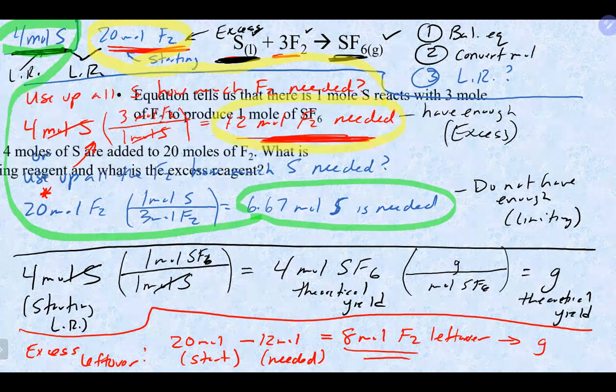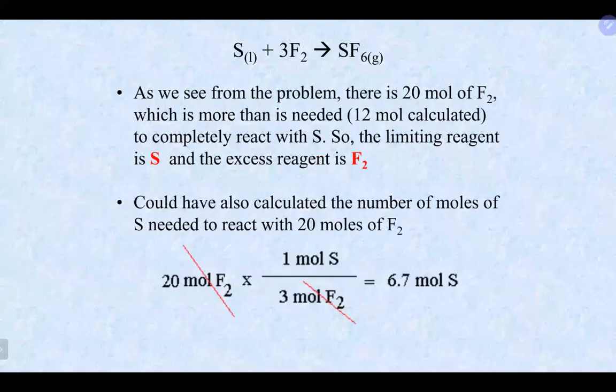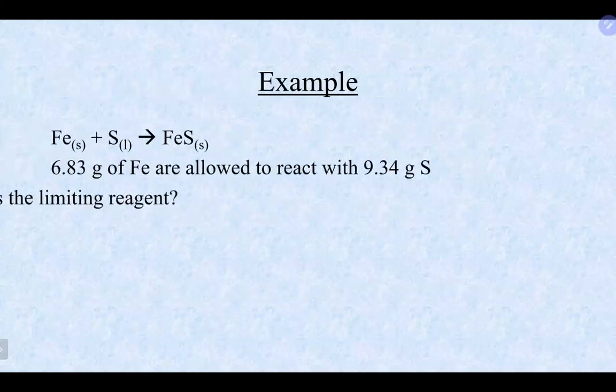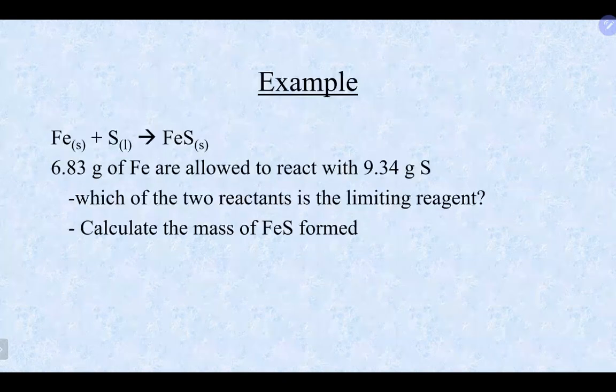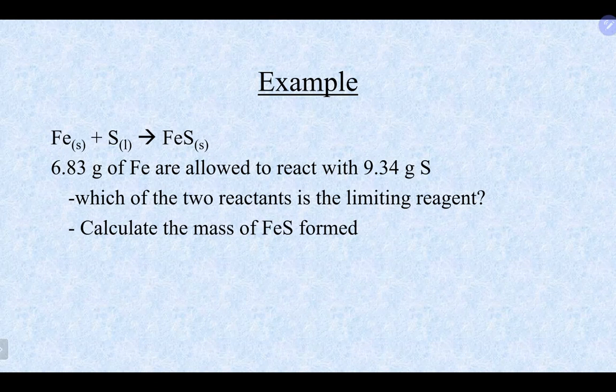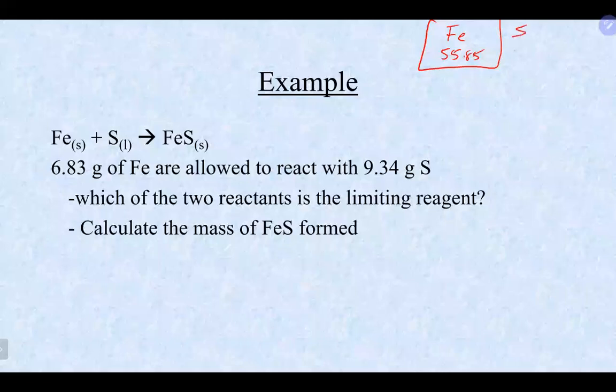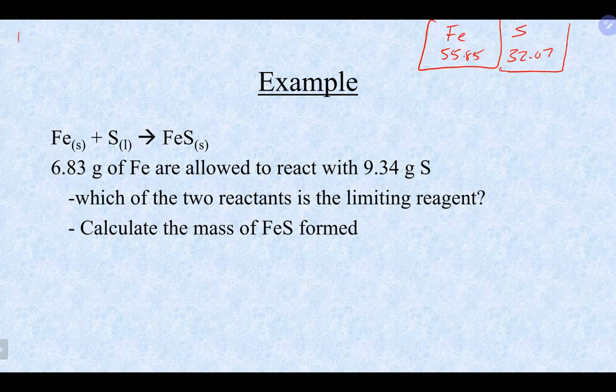All right, I tried one. Let's let you try one here. This is basically what we just went over. So why don't you try this one and see what you come up with. Using this reaction here, we want to know if we take 6.83 grams of iron and 9.34 grams of sulfur, how many grams of FeS would we produce? So we can give you some numbers here. Iron is 55.85 and sulfur is 32.07. All right, so take a couple of minutes, follow those steps that we talked about.